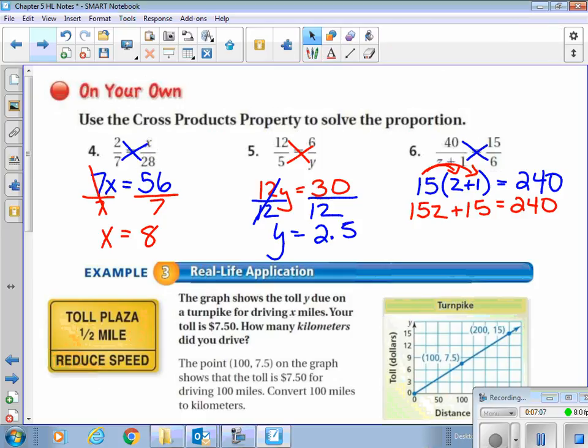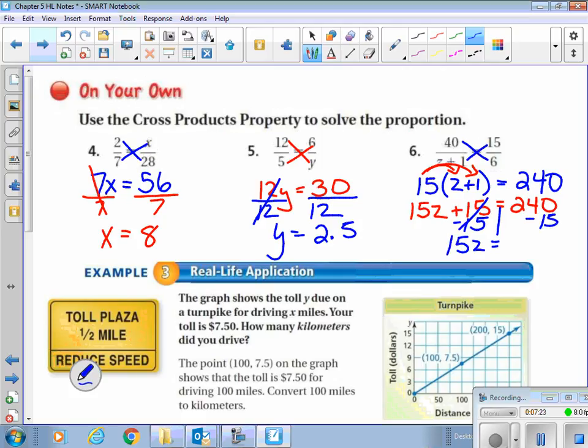In the two-step equation, we get rid of the addition or subtraction part first, or if you like to call it, your fans first. We're going to subtract 15 from both sides. That will leave me with 15z over here, and 240 minus 15 leaves me with 225. I now have a one-step equation where I'm going to get z alone. I need to divide both sides by 15 now. 15 divided by 15 leaves me with z, and 225 divided by 15 leaves me with 15.